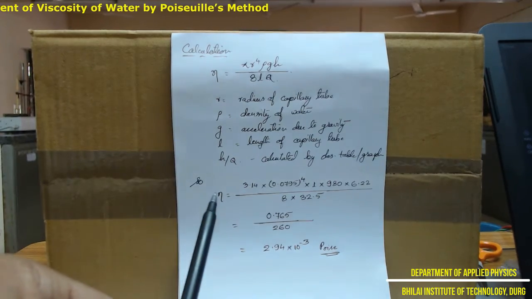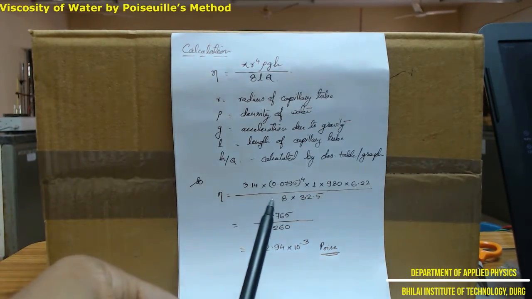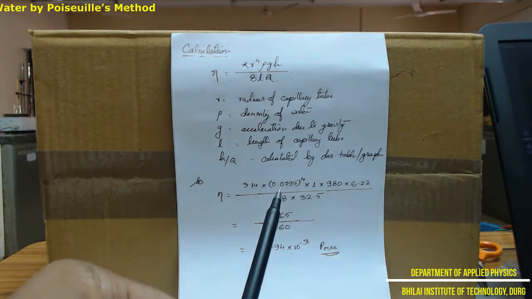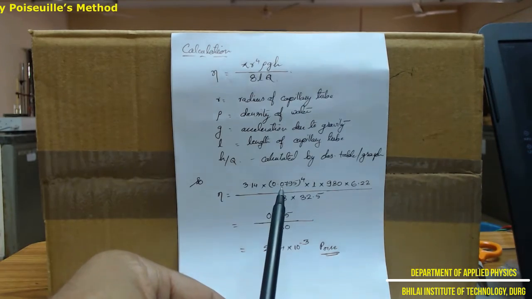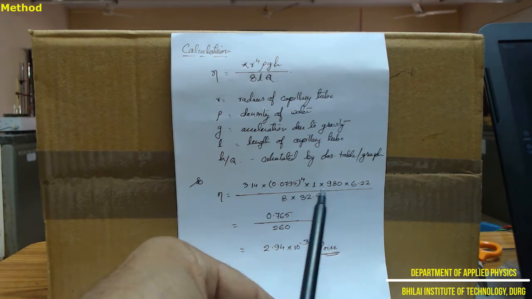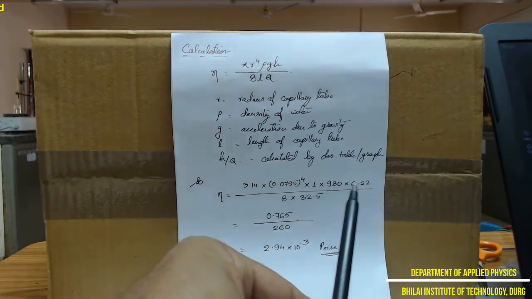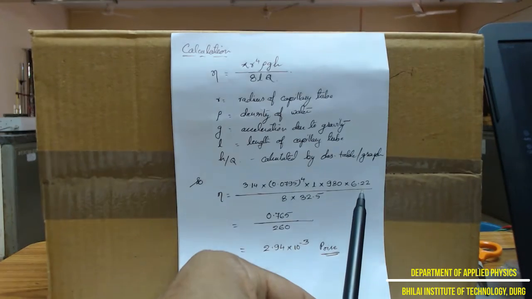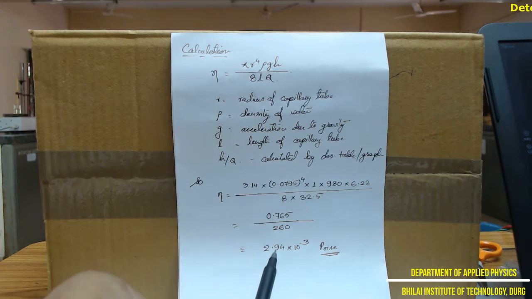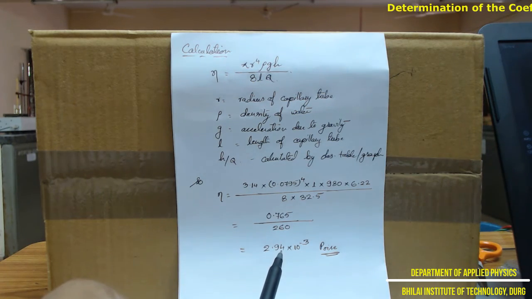So putting the values, eta is equal to 3.14 multiplied by the radius to the power 4, that is 0.0795 whole to the power 4, multiplied by 1 gram per cc density, 980, that is acceleration due to gravity, h by Q is 6.22, divided by 8 into length of the tube, 32.5. On calculation we get 2.94 into 10 raised to minus 3 poise. That is the value of the viscosity of the water, which is very near to the standard value, that is 3 into 10 raised to minus 3.